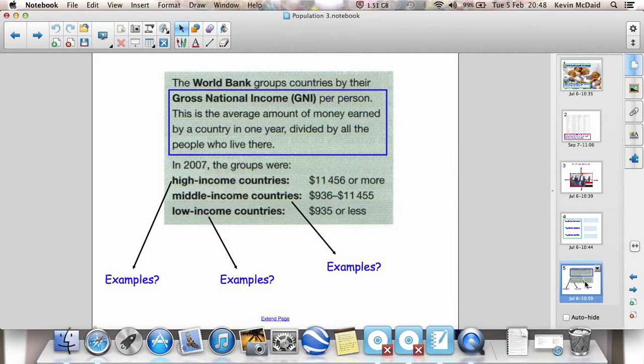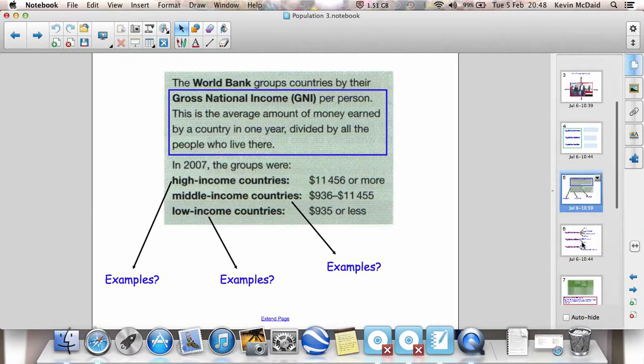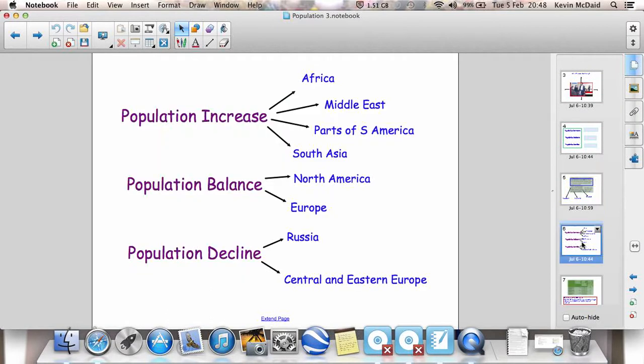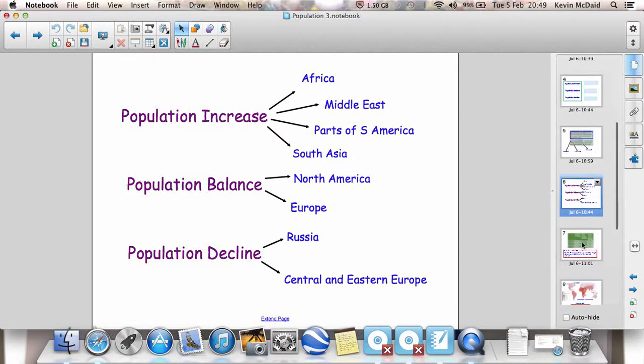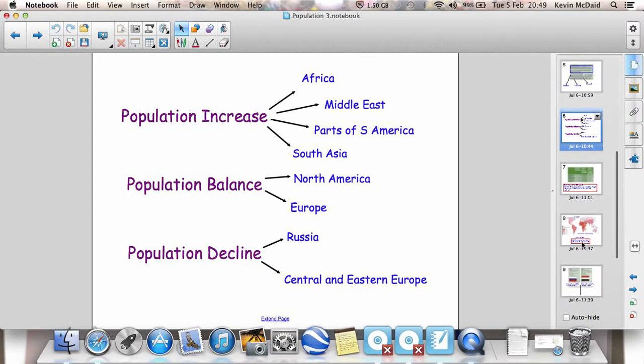Make sure you know some examples of high, middle and low income countries, such as here. Okay, so Europe, North America, high income countries. As you can see there, generally a population balance. The population is neither decreasing or increasing significantly. Population increase, whereabouts in the world? Africa, Middle East, parts of South America and South Asia. Population decline is happening in Central and Eastern Europe and also Russia, reasons for which we will go into in a bit more detail in a minute.